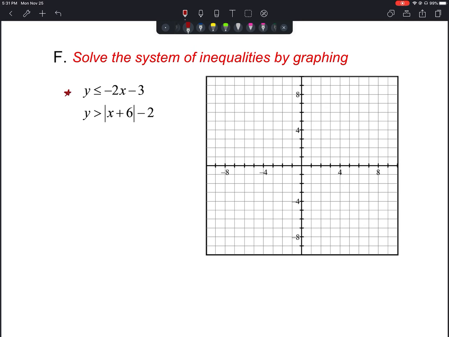So first we'll do the line. We've got y is less than or equal to -2x minus 3. Slope is -2. Y-intercept is -3. So up 2 and back 1, or down 2 and right 1. We'll take that there and make it solid.